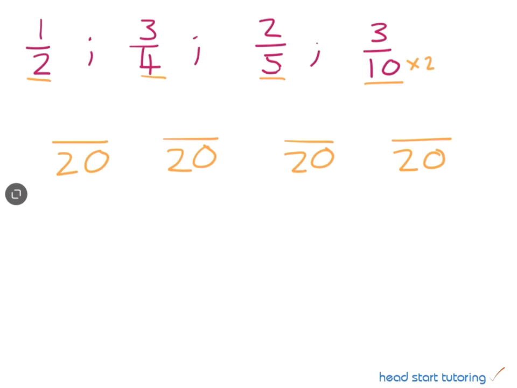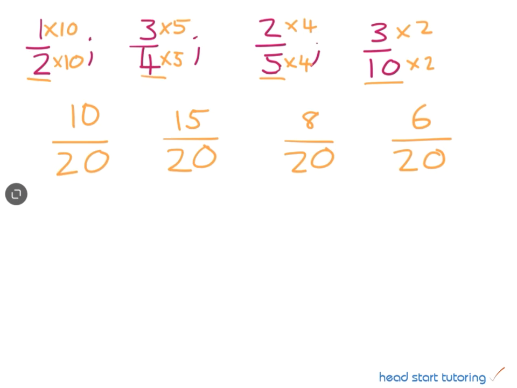So I multiplied 10 by 2 to get 20, so I multiply my 3 by 2 to get 6. I multiplied my 5 by 4 to get 20, so I multiplied my 2 by 4 to get 8. I multiplied my 4 by 5 to get 20, so 3 by 5 is equal to 15. 2 times 10 gave me 20, so 1 times 10 is 10. And now I can compare my numerators.